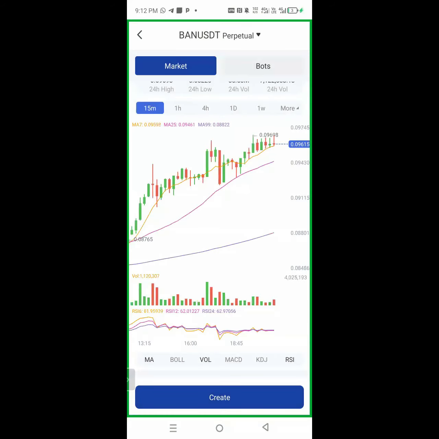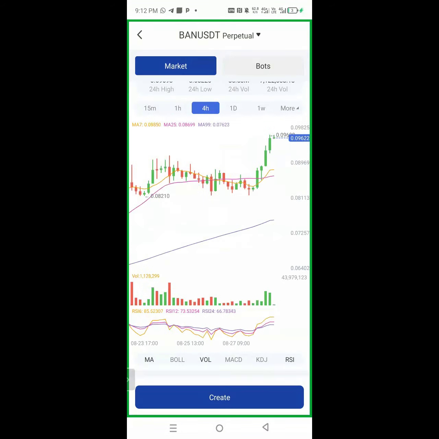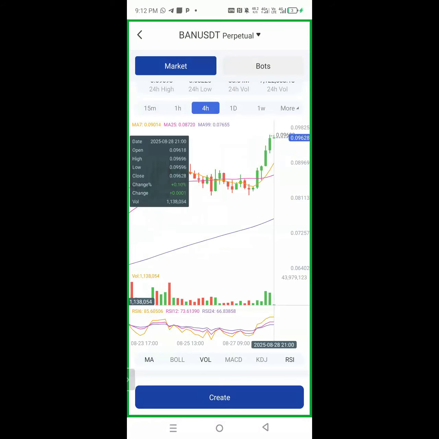And look at 15 minutes. 15 minutes is saying 62.12. So we are looking at the next 4 hours, maybe the trade will peak. There's a possibility that this coin might still go up.